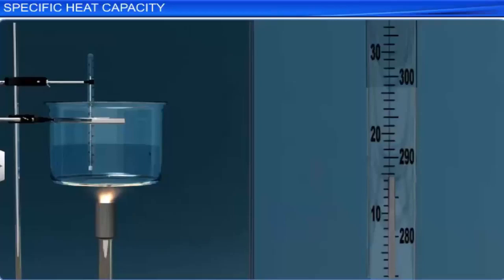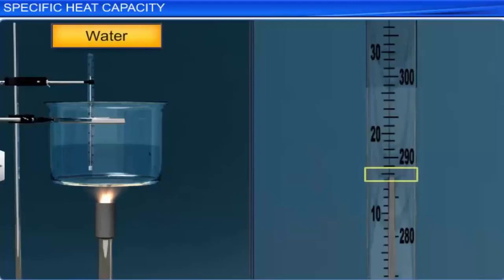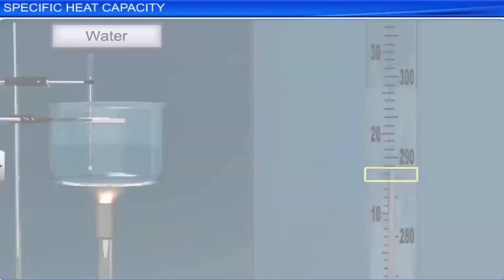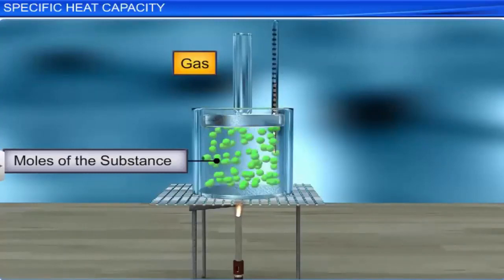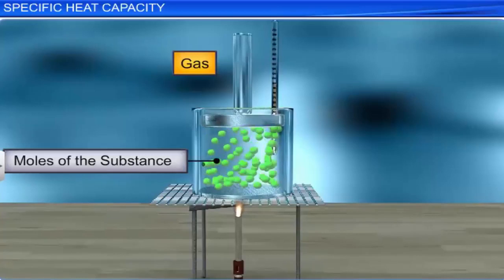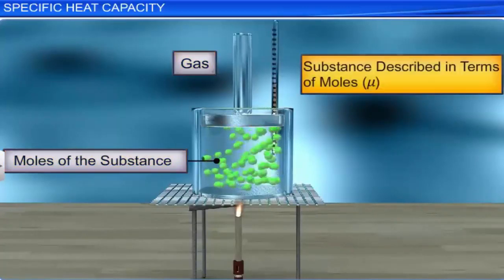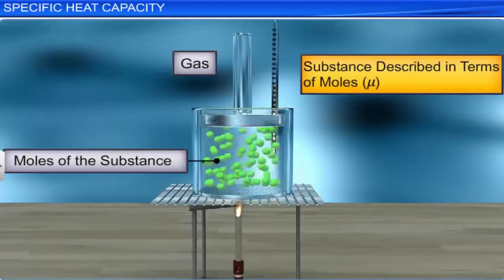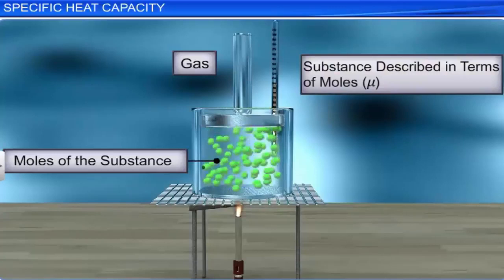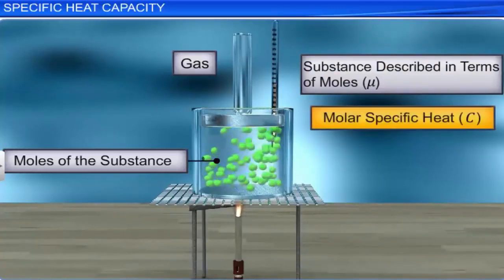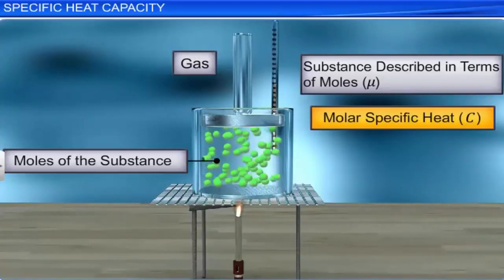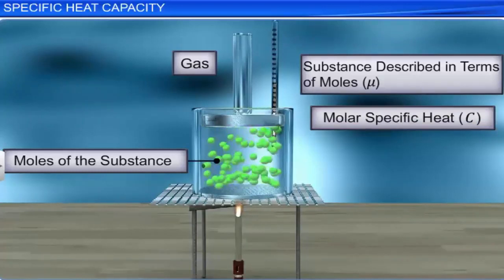A calorie is defined as the amount of heat required to raise the temperature of 1 gram of water from 14.5 degrees centigrade to 15.5 degrees centigrade. Sometimes, it is more convenient to describe the quantity of a substance in terms of moles, mu, rather than mass, m. When a given substance is expressed in moles, its specific heat capacity is known as molar specific heat capacity and is represented by C. The molar specific heat capacity of a substance is defined as heat capacity per mole of the substance.